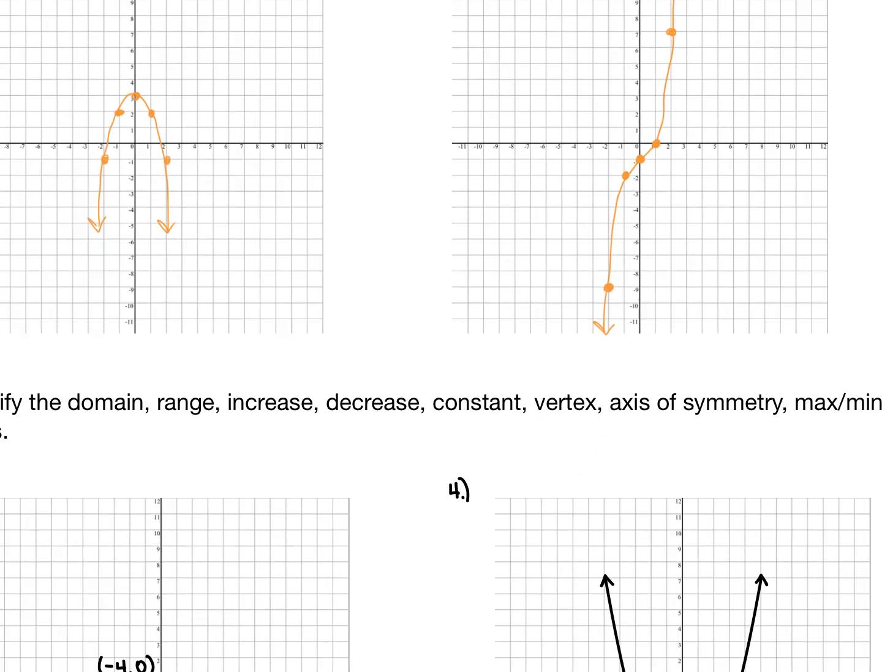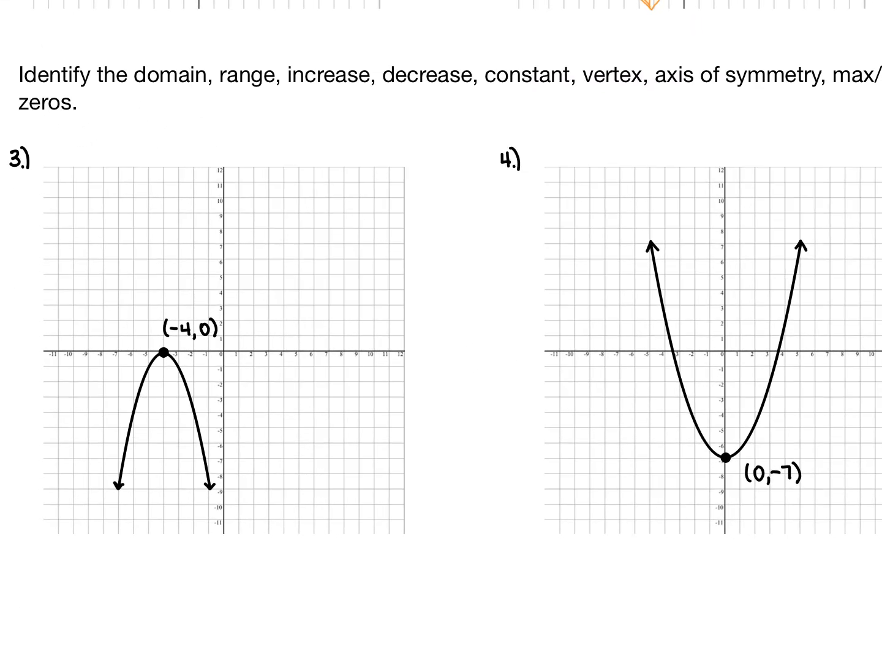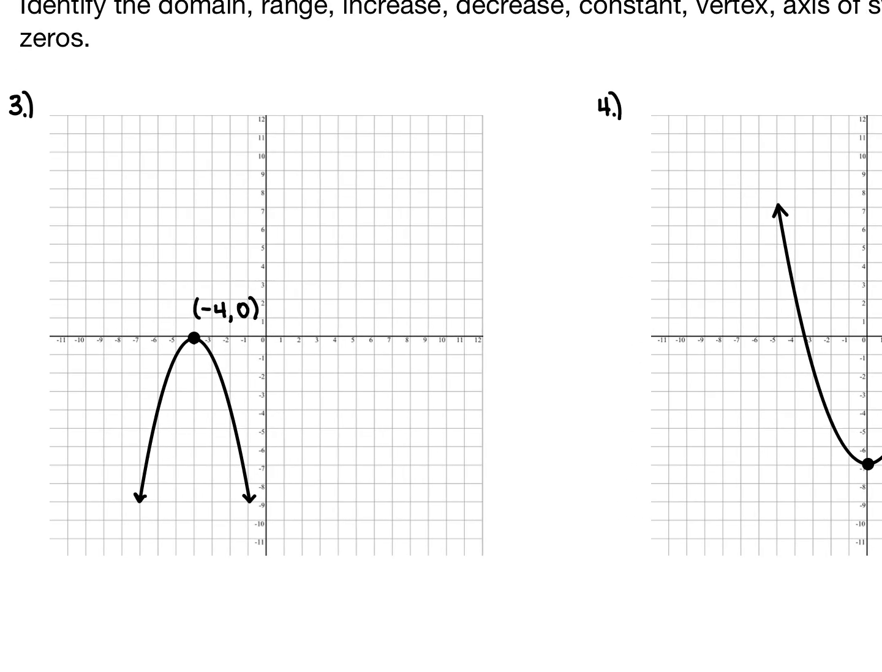Your next questions ask you to state the domain, range, increase, decrease, constant, vertex, axis of symmetry, maximum and minimum, and the zeros. For number 3, you have a parabola that opens down, and it gives you the vertex, which is negative 4, 0. So your domain on this one automatically is going to be all real numbers, so from negative infinity to positive infinity. Your range starts at that 0 and goes down. So the range would be from negative infinity to 0 with the bracket on the 0.